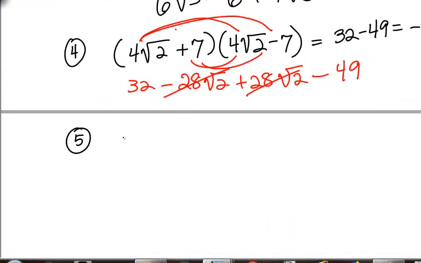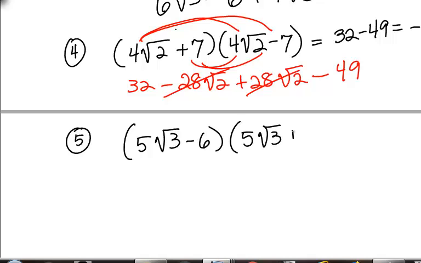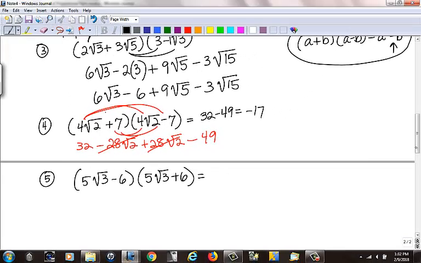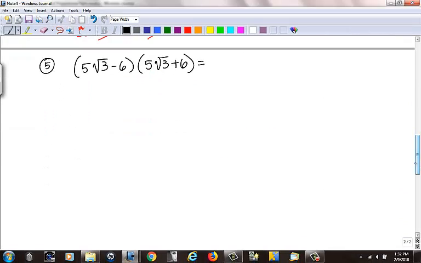Okay, let's try this one. Say you have 5 radical 3 minus 6 times 5 radical 3 plus 6. Shortcut, 5 squared is 25. Radical 3 times radical 3 is 3. 25 times 3, 75. Minus 6 squared, 36. And if you subtract those, you get 39. Okay, then the last part will be to simplify.